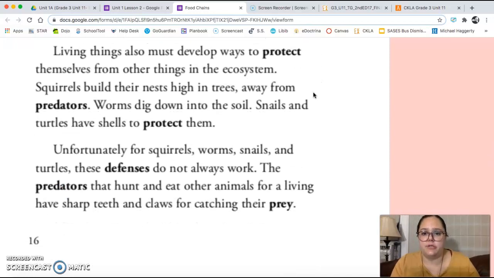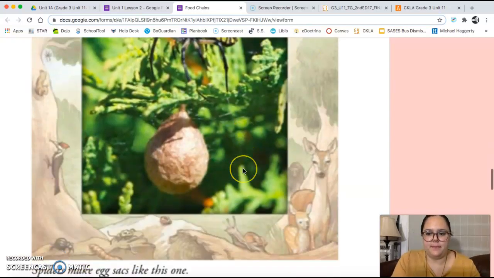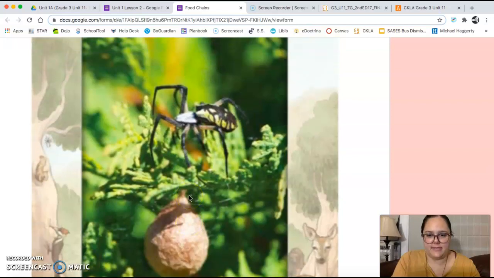Living things must also develop ways to protect themselves from other things in the ecosystem. Squirrels build their nests high in trees, away from predators. Worms dig down into the soil. Snails and turtles have shells to protect them. Unfortunately for squirrels, worms, snails, and turtles, these defenses do not always work. The predators that hunt and eat other animals for a living have sharp teeth and claws for catching their prey. And that is the picture of spiders making an egg sac.